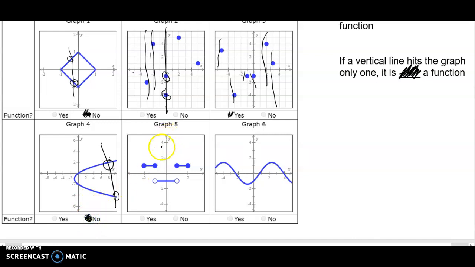This graph 5 is different in the sense that when I draw a line here, it looks like it hits twice, but if you remember, the closed circle means there is a value. The open circle means there is not a value. So there's not two values at this input. Therefore, it is a function. And there's not two values at this input. In this graph, if I were to draw vertical lines, it would not cross it more than once. So yes, it is a function.